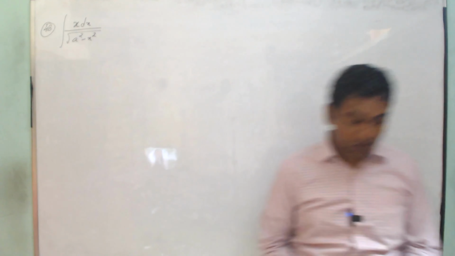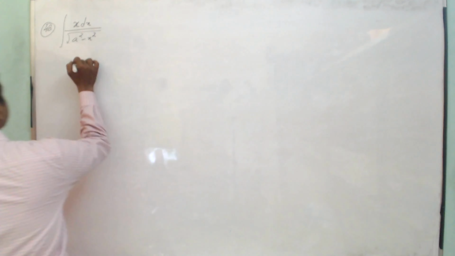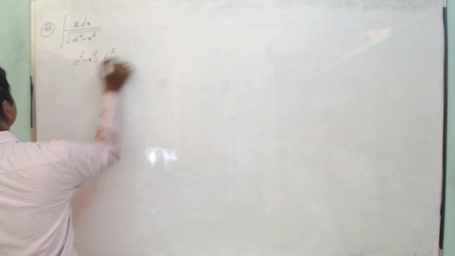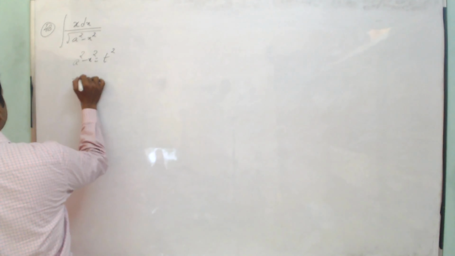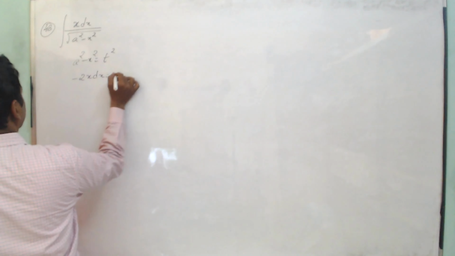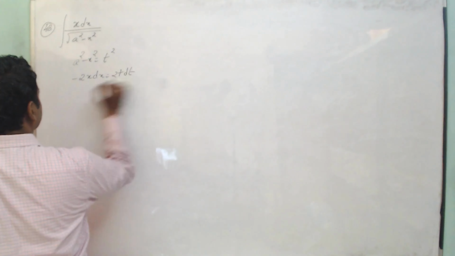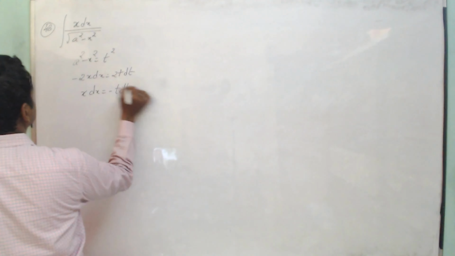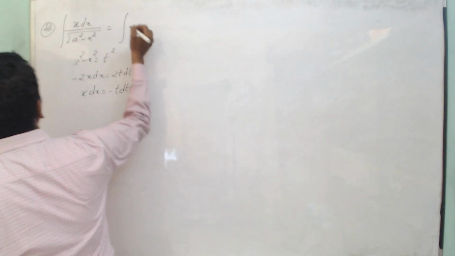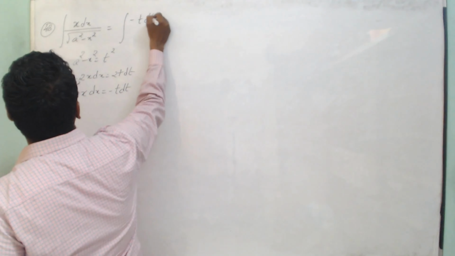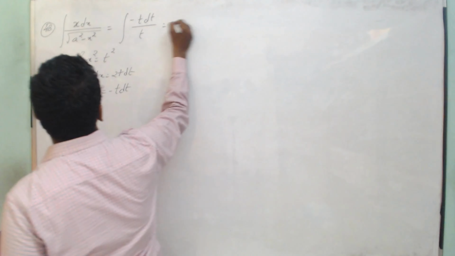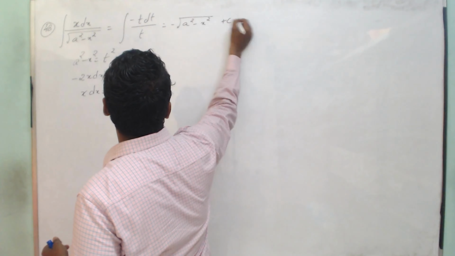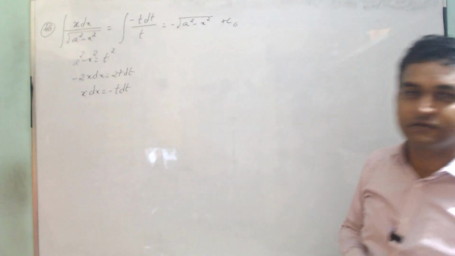Minus root a square minus x square. Okay, I'll just solve and see it. So I have a square minus x square is equal to t square. So minus 2x dx is equal to 2t dt. So x dx is equal to minus t dt. So yeah, the question will transform itself as minus t dt, which is minus under root of a square minus x square. Nice.